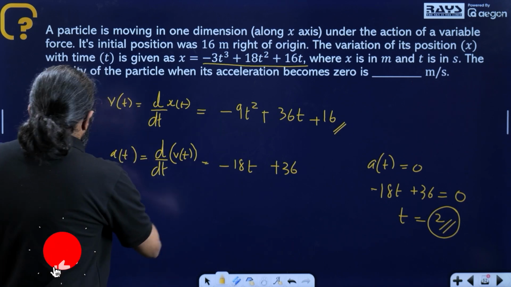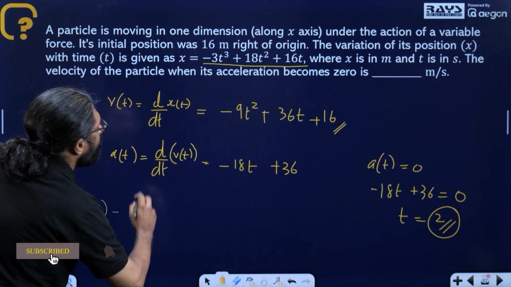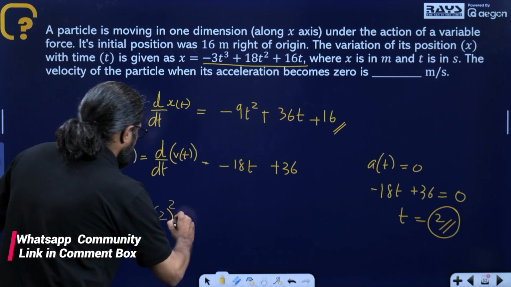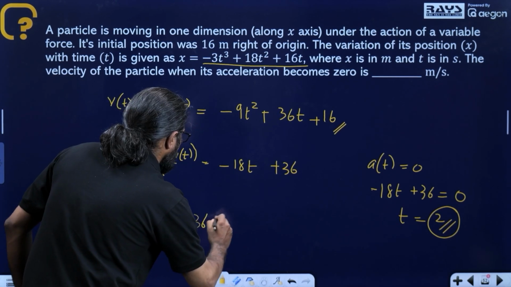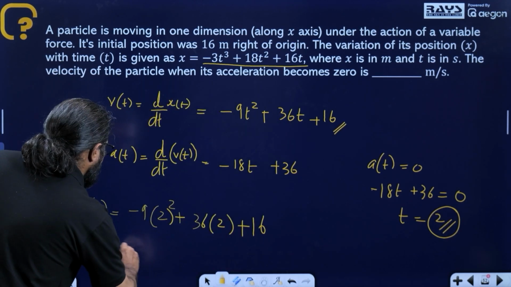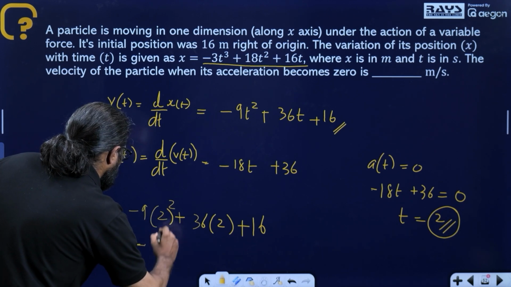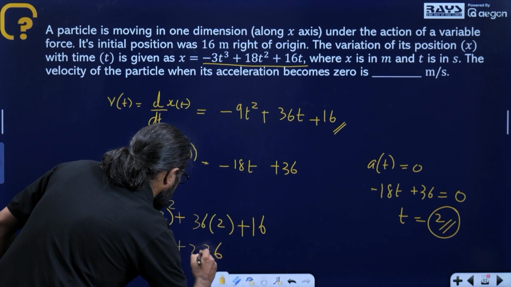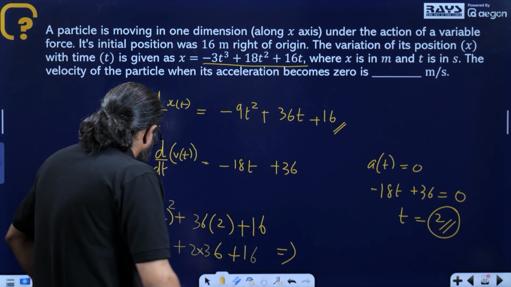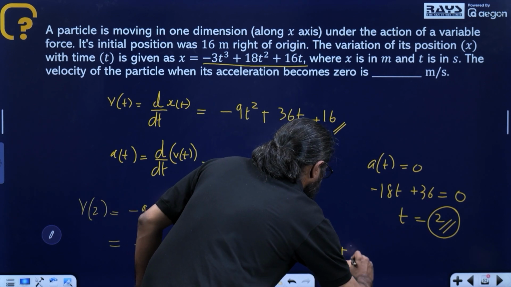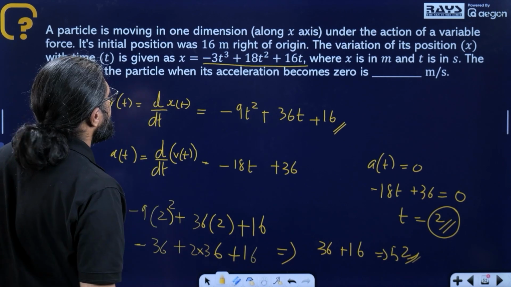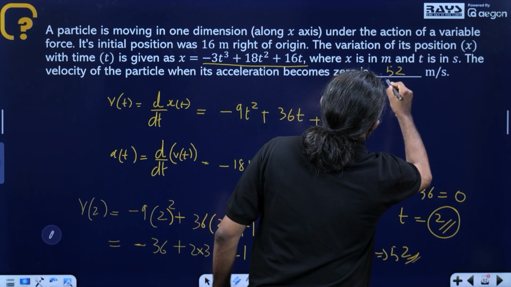You have the function here. We need v of 2, that will be equal to minus 9 into 2 square plus 36 into 2 plus 16. Let's calculate it. This is minus 9 into 4 is 36, plus 2 times 36, plus 16. That would be 36 plus 16, that is 52. 52 meters per second is the final answer. 52. That is how you solve it.